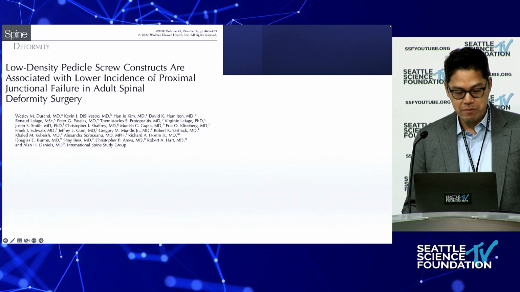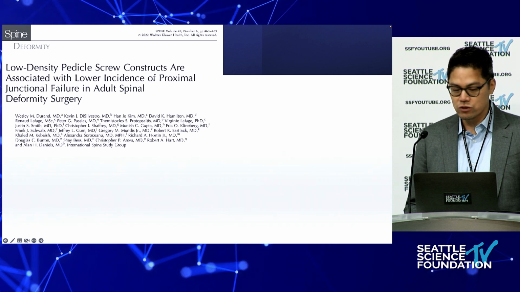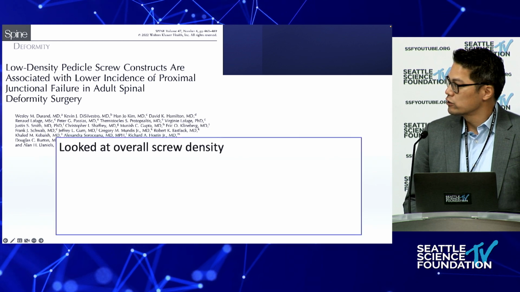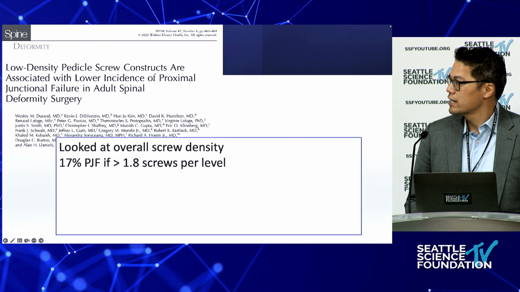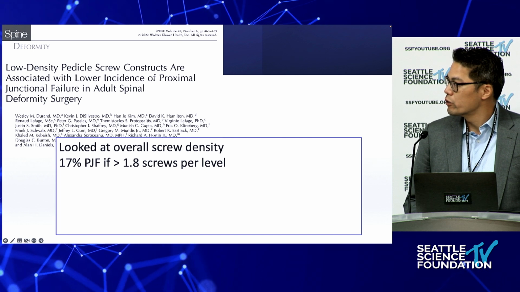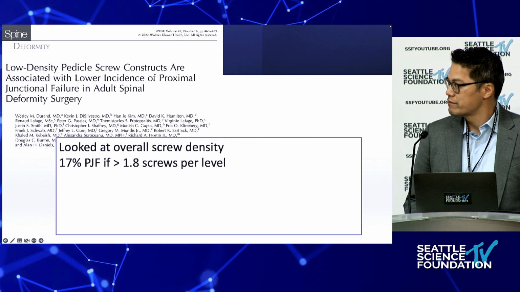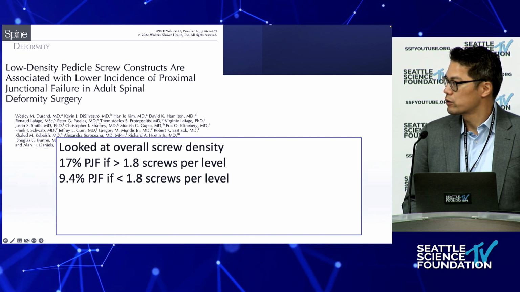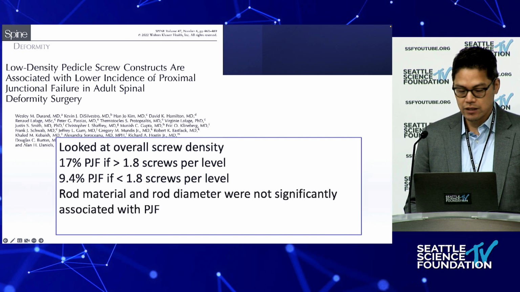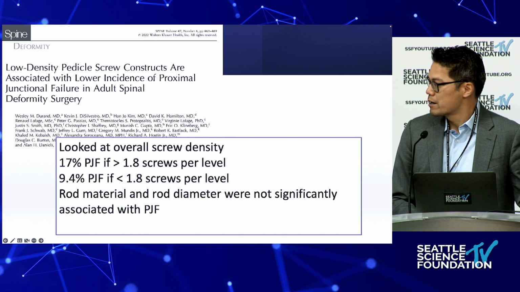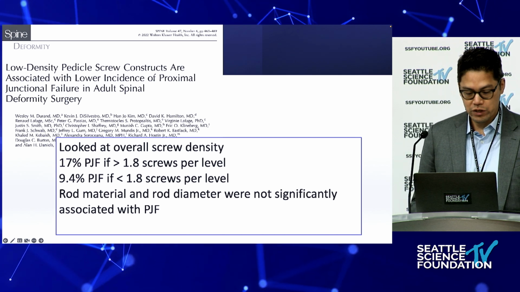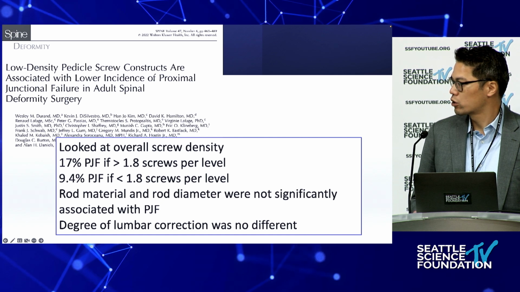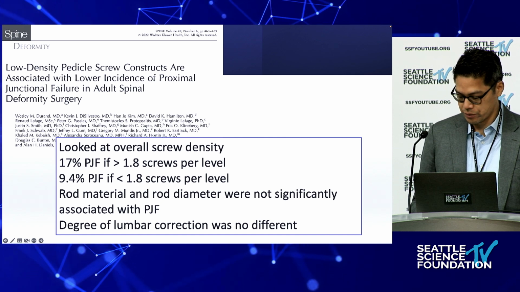Another ISSLS paper looked at the density of pedicle screw constructs and whether that had an impact on PJK. They looked at the overall screw density and found that if there was greater than 1.8 screws per level, there was a 17% rate of PJF. And if there was less than 1.8 screws per level, there was a 9.4% risk of PJF. The rod material and the rod diameter were not significantly associated with PJF, and the degree of lumbar correction was no different between the two groups.